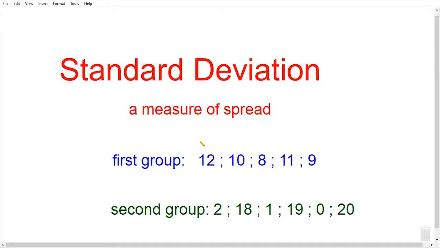Okay, so what we're going to look at in this little video is standard deviation, and really the first question you might have is, well, what is standard deviation?